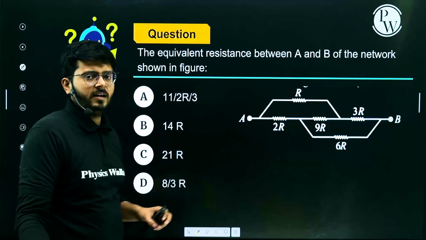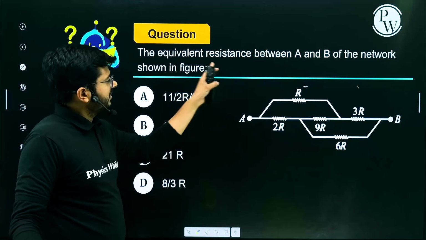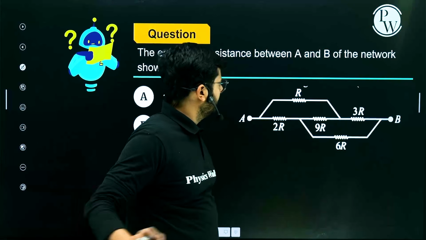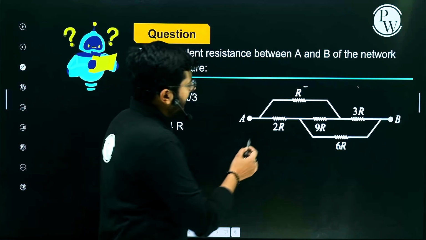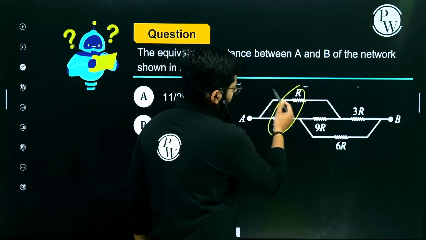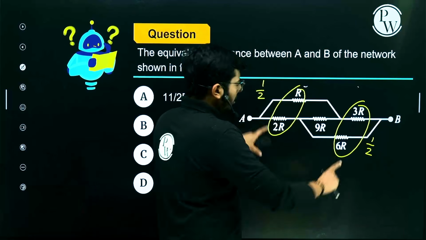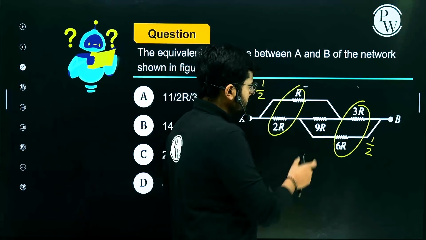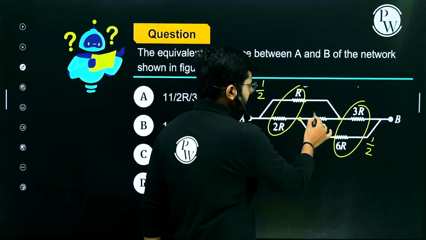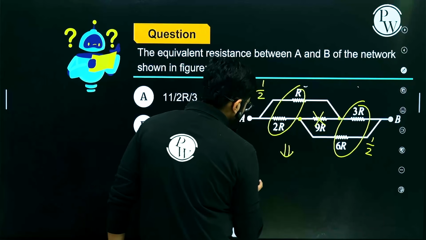Look into this situation and try to solve it. What is happening? The question is the equivalent resistance between A and B of the network shown in the figure. Here, look at this ratio: R and 2R, the ratio is 1:2. And look at this, 3R and 6R, the ratio is 1:2. Because the ratios are holding true, across these two junctions this resistance will not get any current. It is a redundant resistance and can be removed from the circuit. By removing this resistance, the remaining circuit will be like this.